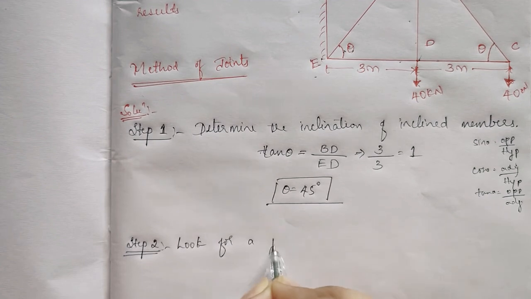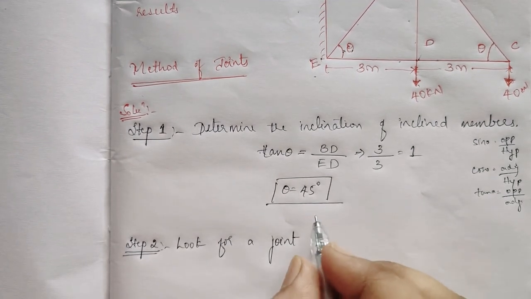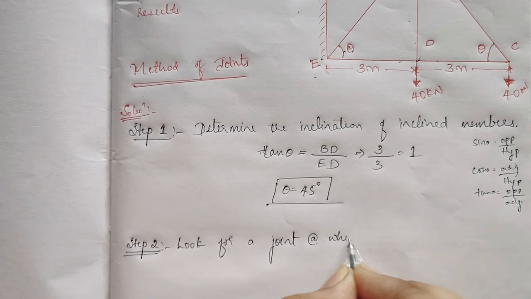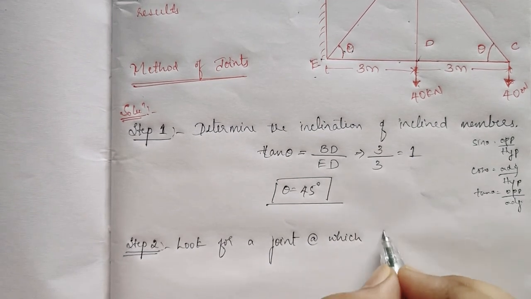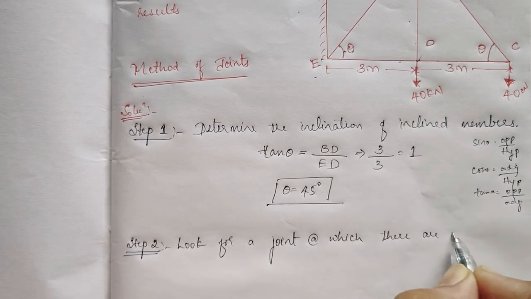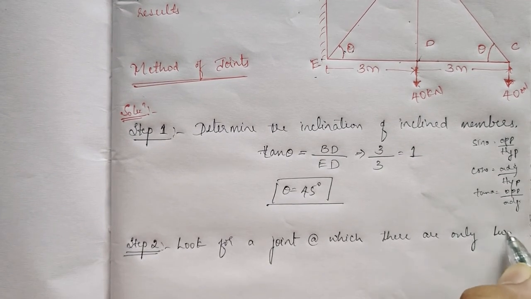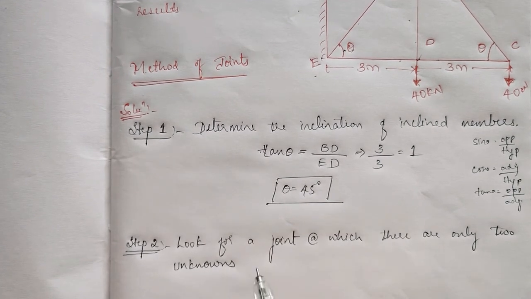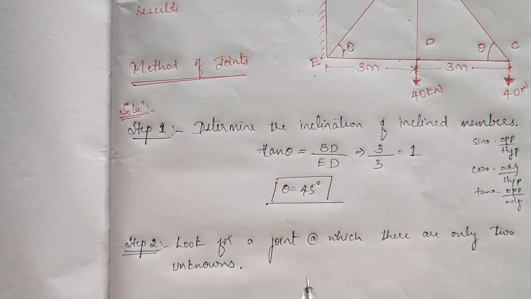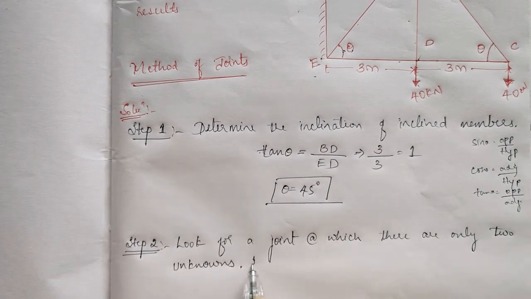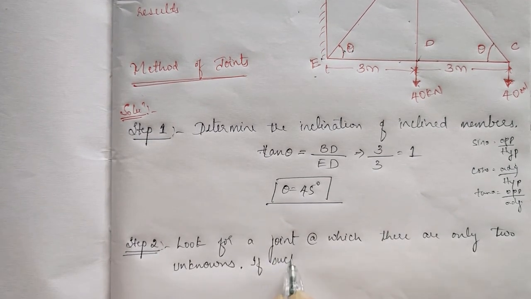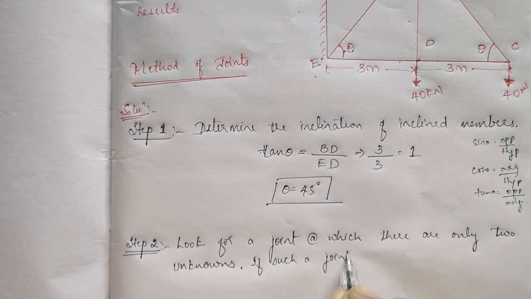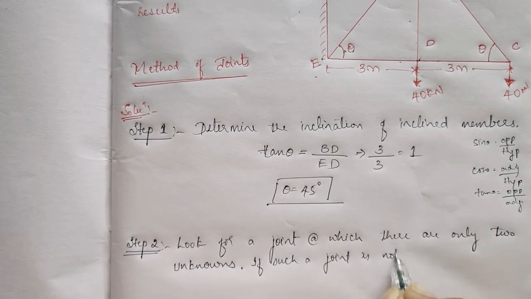Look for a joint at which there are only two unknowns. Okay, if we find the joint with two unknowns, fine. If such a joint is not available, then what?